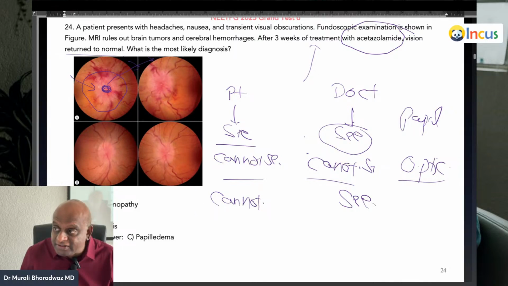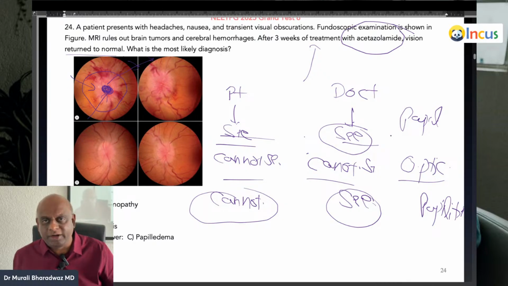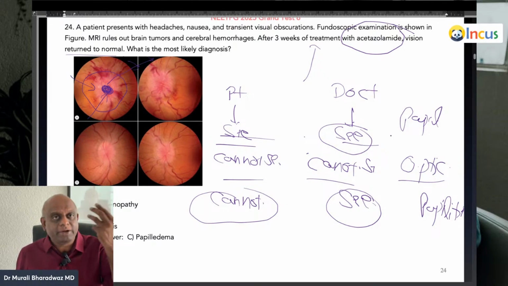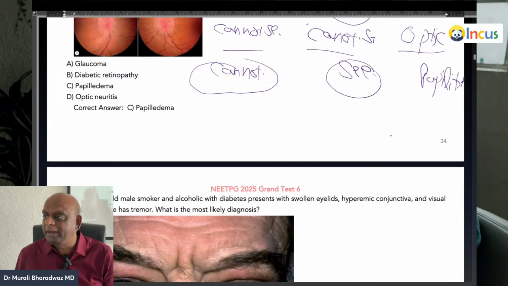If there is any papillitis, papillitis is where the optic nerve inserts into the retina. That point of insertion has inflammation. So that can be seen by the doctor. So doctor can see, patient cannot see is papillitis. Summarize. Patient can see, doctor can see: papilledema. Patient cannot see, doctor cannot see: optic neuritis or retrobulbar neuritis. Patient cannot see, but doctor can see is papillitis. That is what you need to remember.